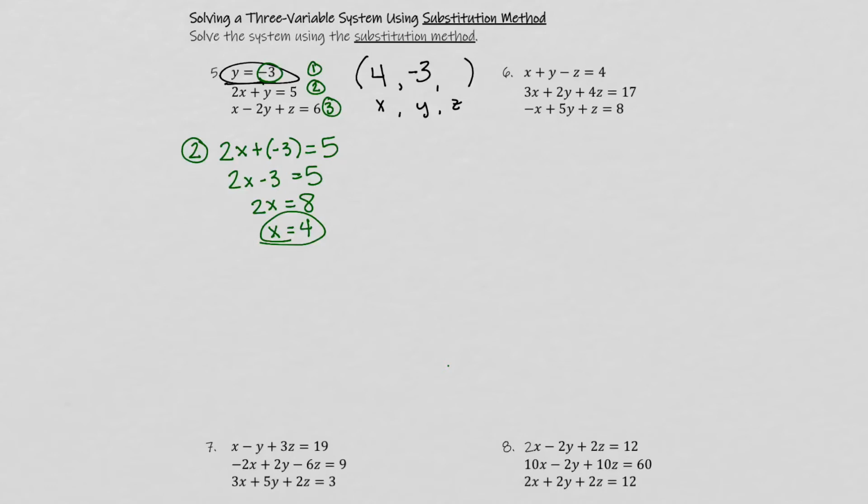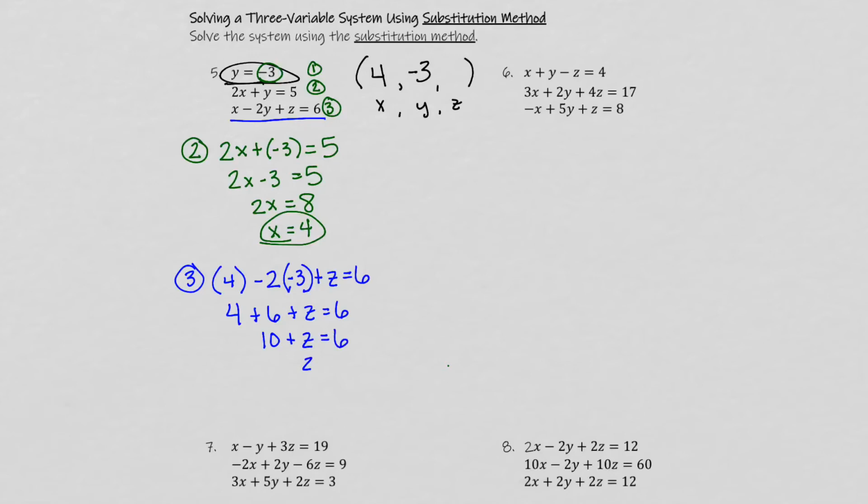Now I have x. Now I have y. I'm going to use the third equation and find z. For x, I'm going to put in 4, minus 2 times y, and we said y is -3, plus z equals 6. Let's simplify and get rid of some of these parentheses. So I have 4 plus 6, because -2 times -3 is positive, plus z equals 6. Collect like terms, so 10 plus z equals 6. Subtract 10 from both sides.